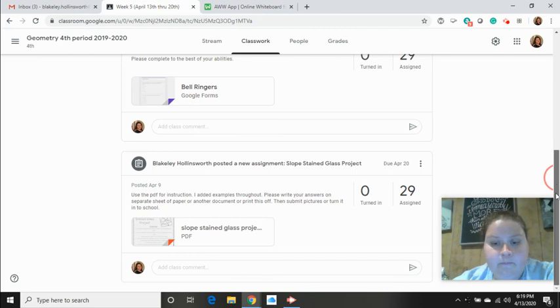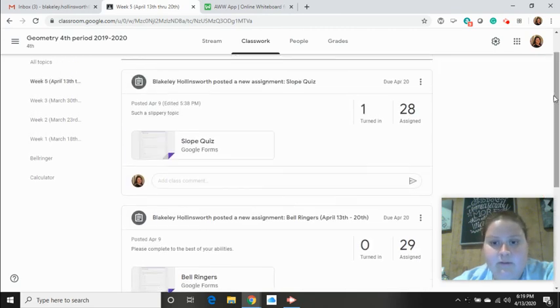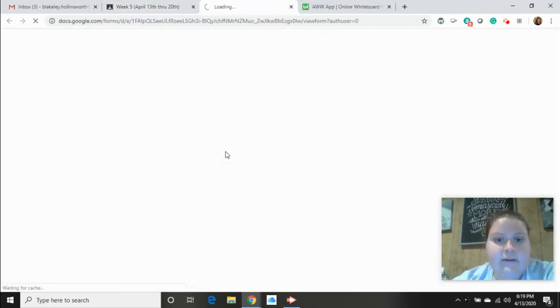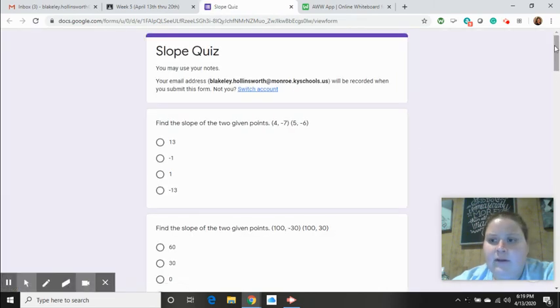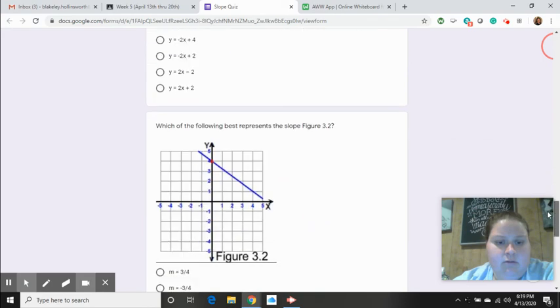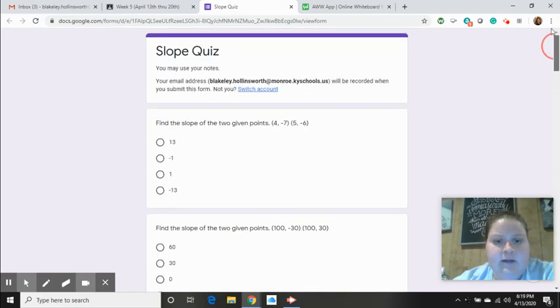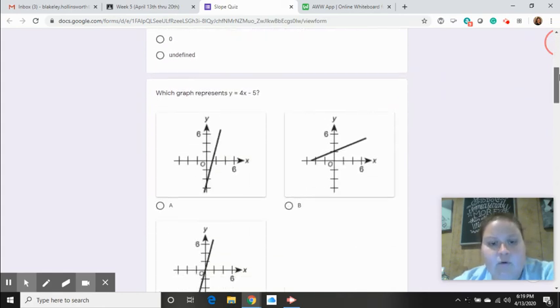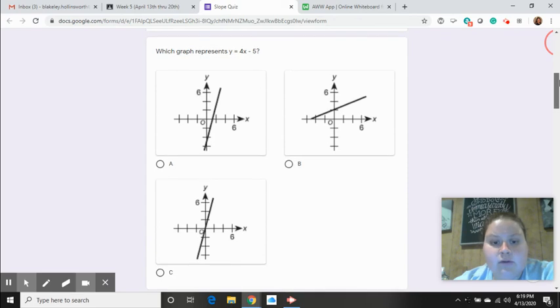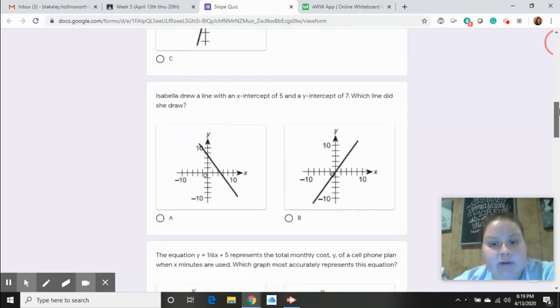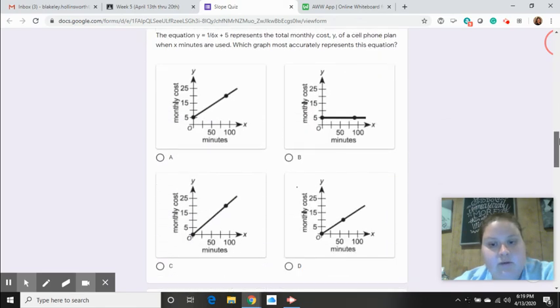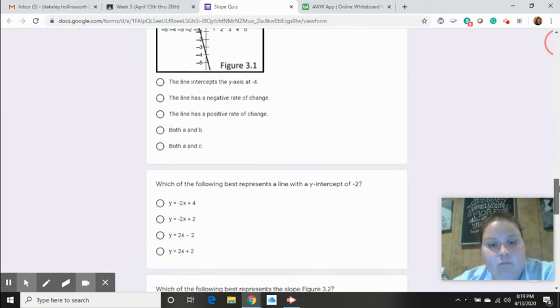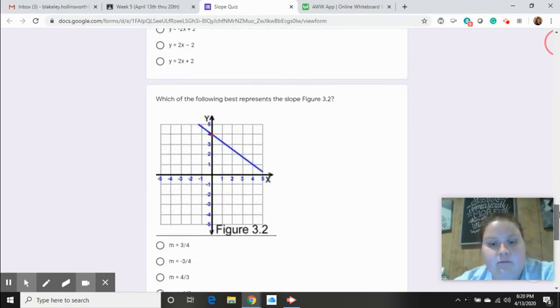Then, you have a quiz. Your quiz is a total of, I think, 9 questions. Yes, 9 questions. It's all multiple choice. Do your best here. Okay? Use the slope formula. Use your notes. Use everything you know about slope to answer these. Look at the graphs.